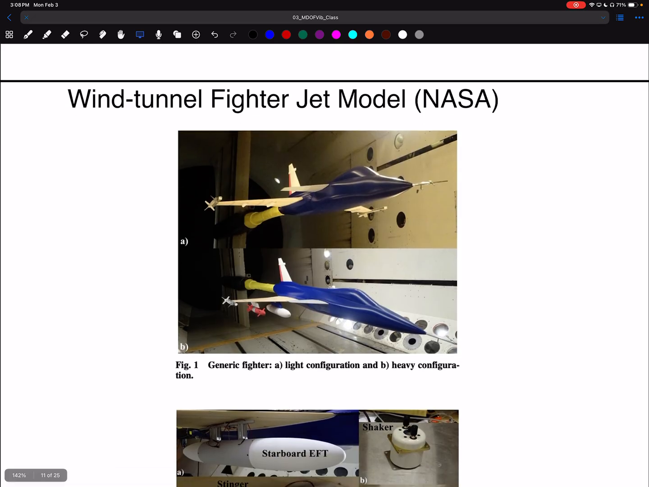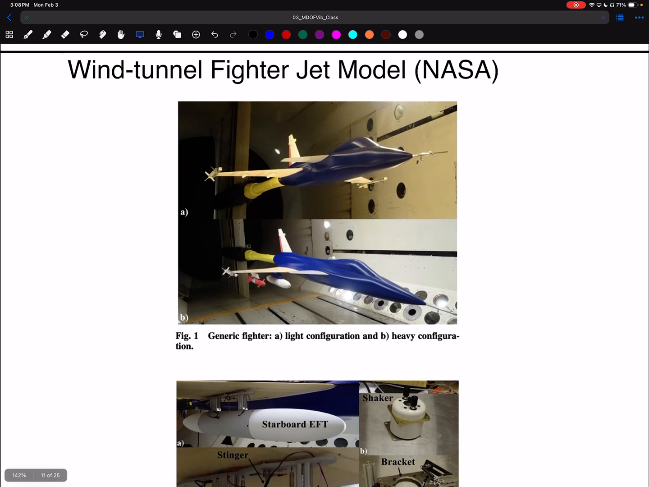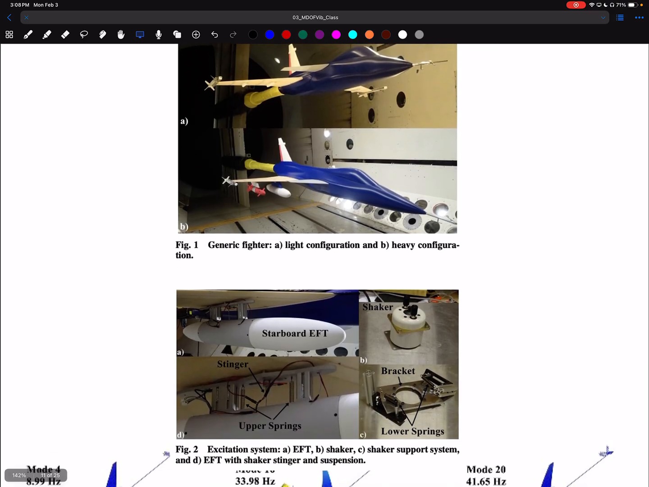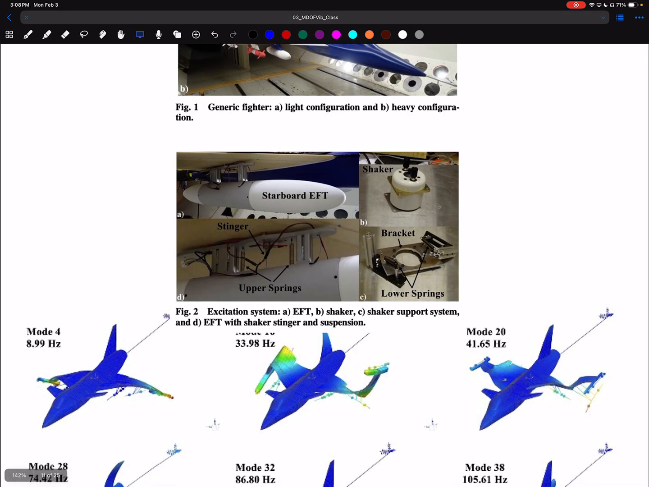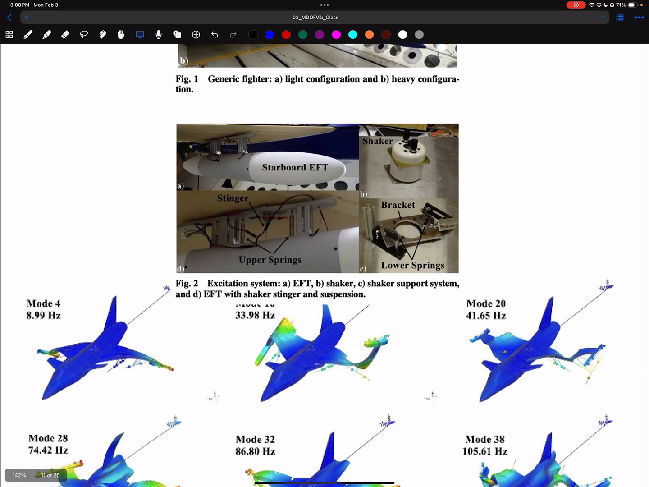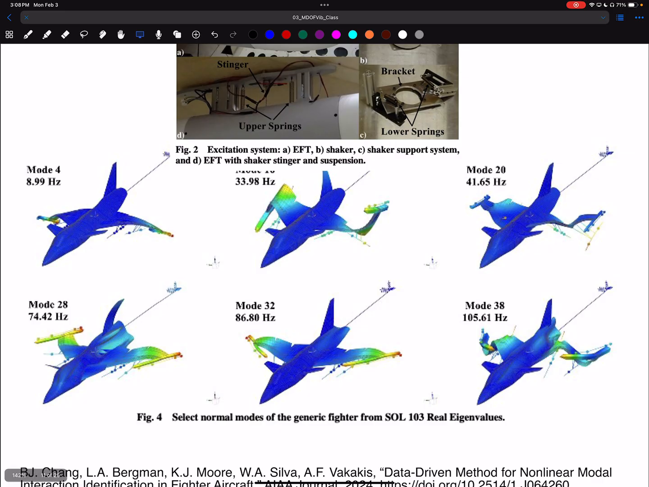Here's a wind tunnel fighter jet model that we've been working on with NASA, shown here. This is just what it looks like, and we also include weapons and so forth on that. There's a finite element model for this, and these are what these mode shapes look like. Very similar to the previous fighter jet as well.